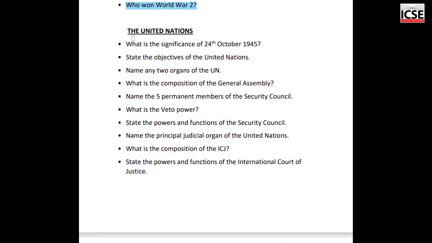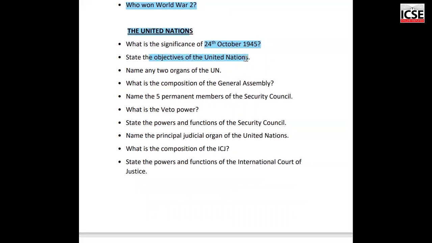Next, we have the lesson, the United Nations. What are some important questions you should know? The significance of 24th October 1945. This is the day when the United Nations was established. It was in San Francisco. Every year, 24th October is celebrated as United Nations Day.